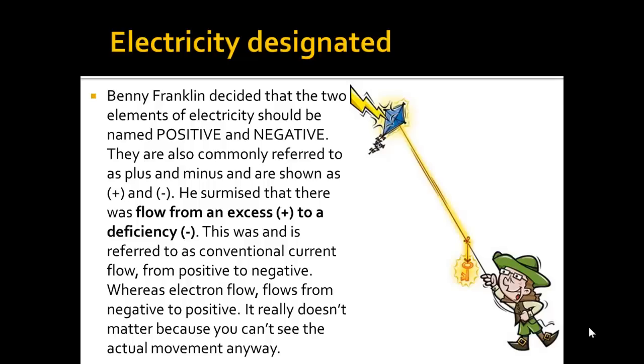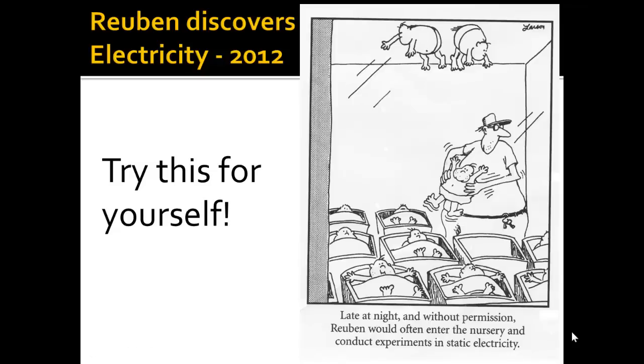So conventional current flow is called conventional because it goes back to Ben Franklin and electricity flowing from positive to negative. Whereas in reality, electron flow, the actual flow from excess to deficiency, is from minus to plus. And some schools teach conventional current flow from plus to minus. Other schools teach electron flow from negative to positive. It really doesn't matter because you can't see the actual movement anyway. So it's basically terminology to describe observed behavior, but not actually observed physical motion of something. I'm sure everyone listening to this presentation can provide multiple accounts of personal discovery of static electricity.